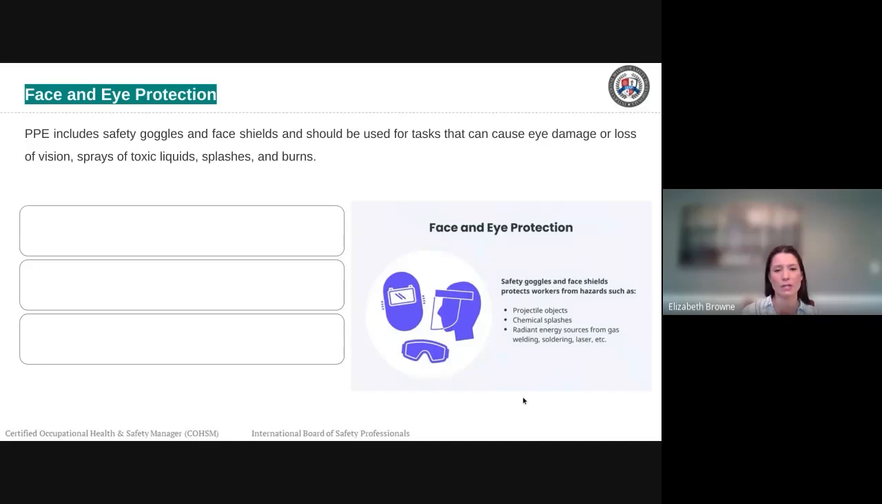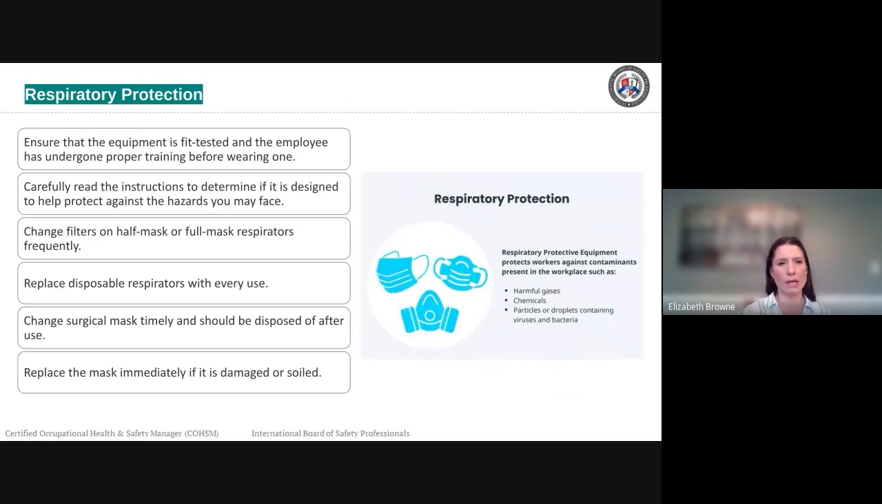So PPE can include safety goggles and face shields that can be used for tasks that could cause eye damage or loss of vision. It could come from sprays of toxic liquids, splashes, and burns. Face protection can include safety glasses, safety goggles. Some have impact protection, while others would protect the eye and the surrounding area from sprays or fine particles. Sometimes jobs require that we wear safety glasses and a face shield, so that it protects us from both impact and flying particles. And then also wearing shaded eye protection for things like welding, soldering, and lasers that are made specifically for those things.